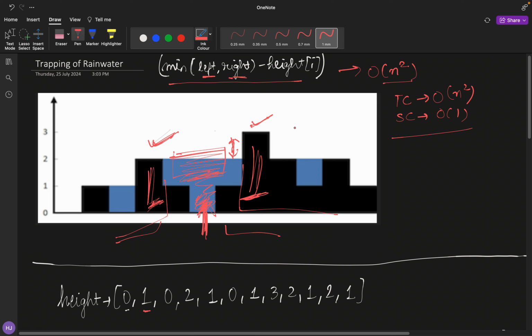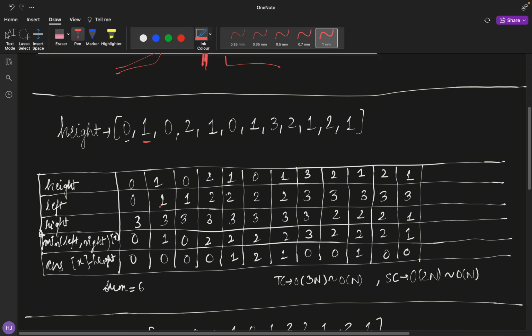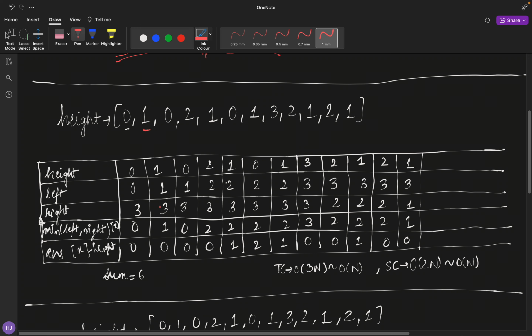So this is a brute force solution, and now let's move to a better solution, like brute, better and optimize. So let's move to the better solution. What I can do is, I know that I have to track the maximums from my left, and I need to track the maximums from my right.